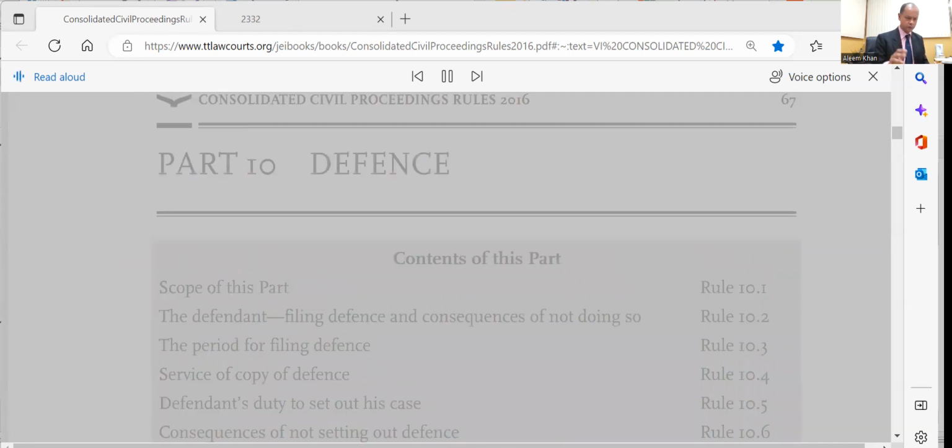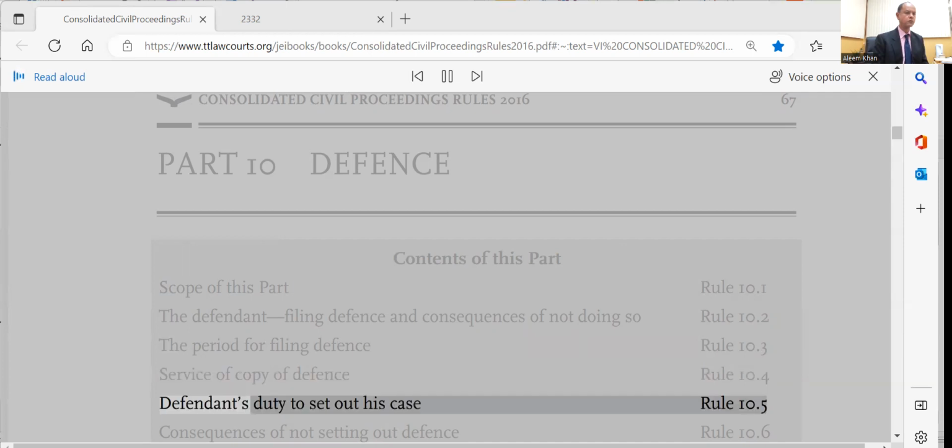Consolidated Civil Proceedings Rules 2016-67. Part 10 Defense. Contents of this part. Scope of this part. Rule 10.1 The defendant filing defense and consequences of not doing so. Rule 10.2 The period for filing defense. Rule 10.3 Service of copy of defense.